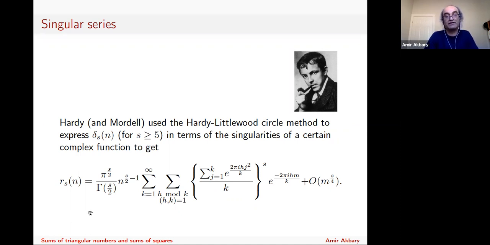So the formula that they found is the following. It's quite an amazing formula. RSN is written in the form of this part, which is the completely concrete part in terms of pi and the gamma function, and this polynomial n to the power s over 2. And then here you have a series, the singular series, which is an infinite series, and each coefficient here is going to be an exponential sum to the power s, and then we have the error term. So the delta part is going to be this first part.